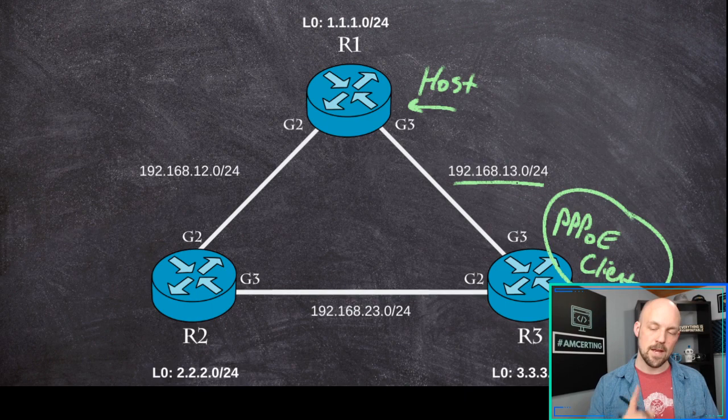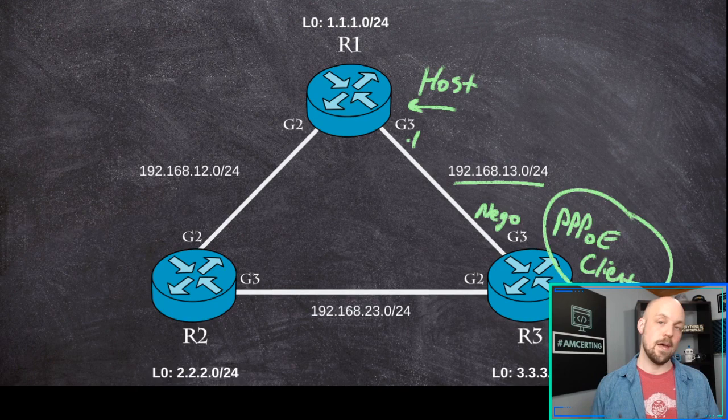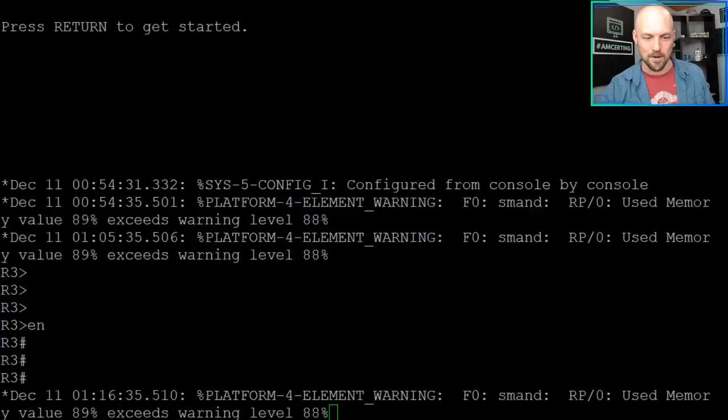Now, keep in mind that usually I have, for example, .1 configured on the host side, and router 3 would have .3 on its side. But because it's PPP over Ethernet, we're going to have this get negotiated, and then we'll take a look and see what gets assigned. Now that we've seen the topology, let's flip over to router 3. There we go. Looks like we're good.